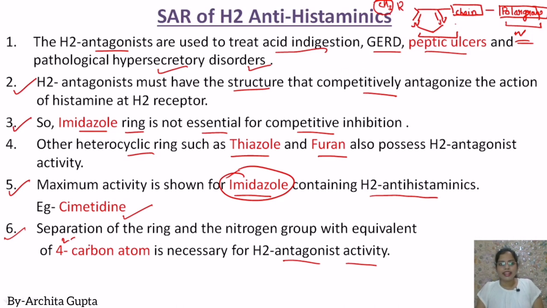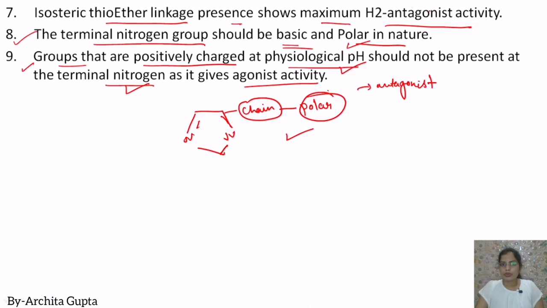The heterocyclic group and the nitrogen should be separated by a minimum of 2 to 4 carbon atoms, or the equivalent of 4 carbon atoms, for H2 antagonist activity. The thioether linkage is required for the H2 antagonist activity. The terminal nitrogen should be basic and polar in nature, and a positively charged group should not be present at the terminal nitrogen. I just hope that this is clear to you guys.